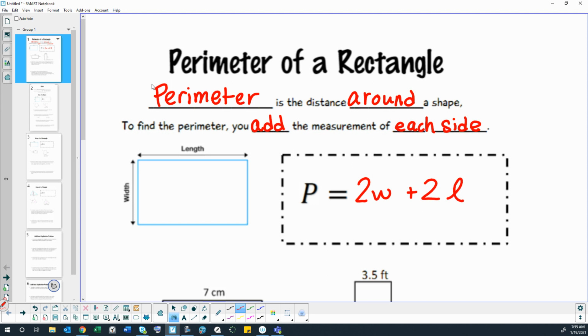And that is the perimeter of a rectangle. If you want to write that again, but it says it right here. This thing here was just to help us remember what perimeter is.